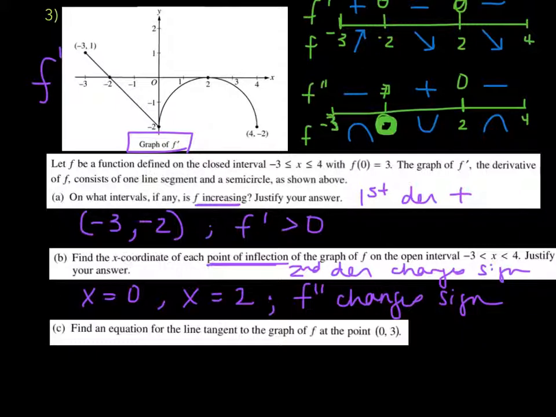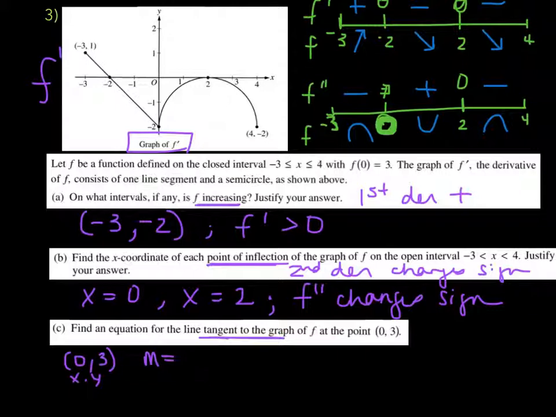All right, part C is a little bit different. It says find the equation for the line tangent to the graph of f at the point 0, 3. Okay, so remember when we are writing the equation of a line tangent to a graph, we need two things. We need the point, which we have, 0, 3. Okay, that gives us our x and our y value for our equation. The next thing we need is our slope.